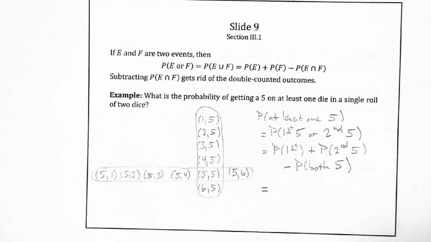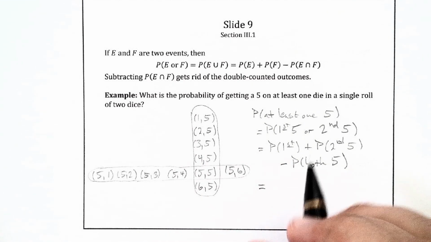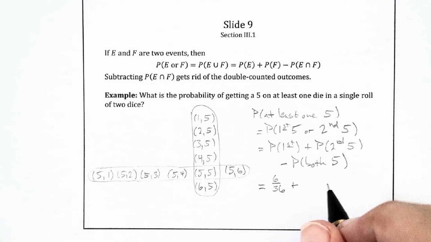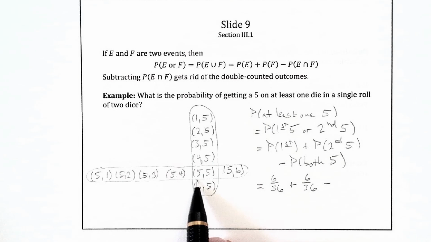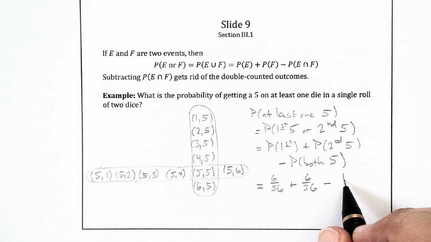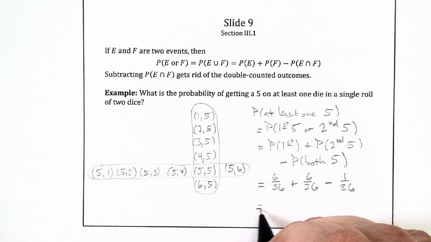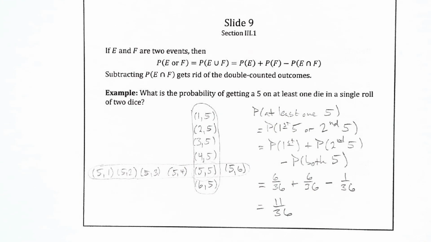So we have 1, 2, 3, 4, 5, 6, 6 out of 36, plus 6 out of 36, minus the overlap, which is 1 out of 36. So we get 11 out of 36. So, in general, you can basically add the probabilities, but you have to subtract the overlap.